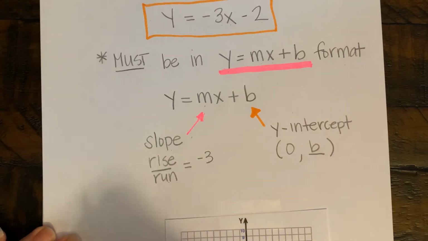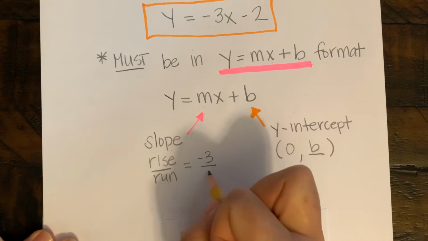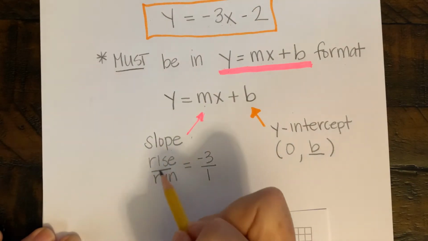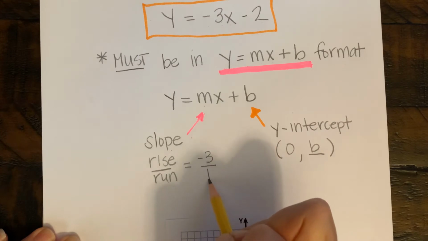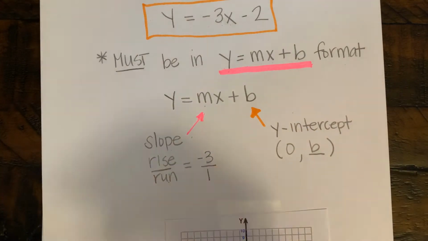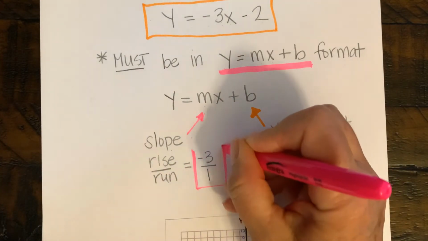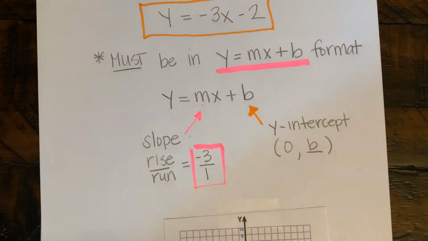Since negative 3 is a whole number, I can write it as a fraction by putting it over 1. So now I'm going to rise negative 3 and I'm going to run 1. I am going to use this piece right here to help me graph my function.